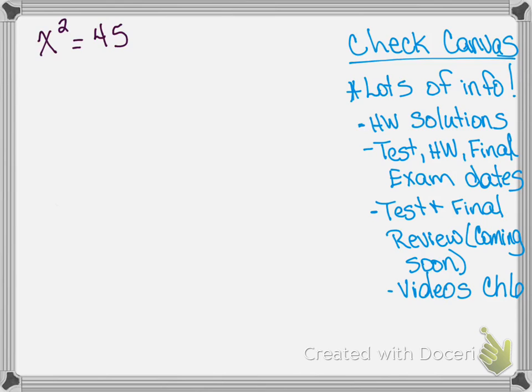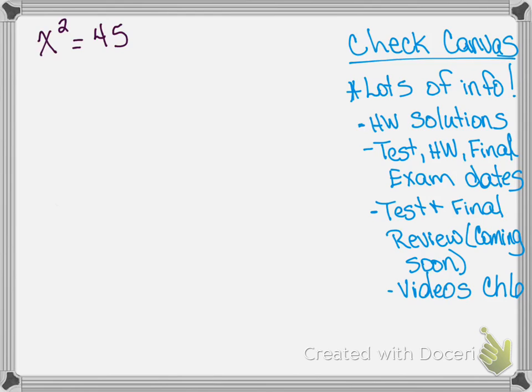So this one right here is just x squared equals 45. Now, if this was x squared equals 16, we would just take the square root of both sides, and we would have what for our answer if it was x squared equals 16? 4 and negative 4. You're absolutely right. X equals 4 and x equals negative 4. We're going to use that same process here. It's just not a perfect square.